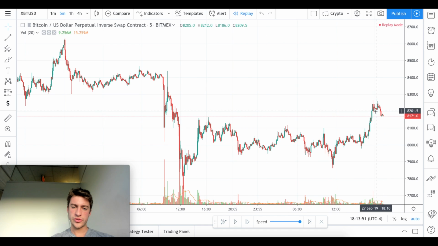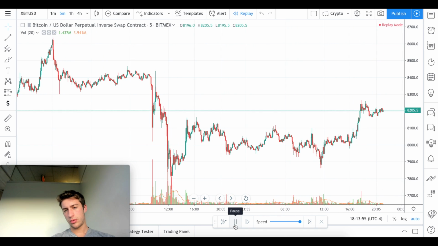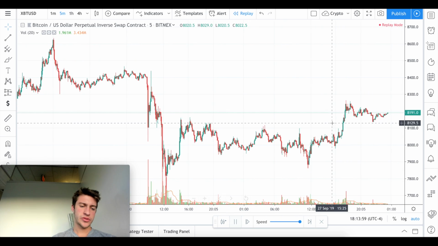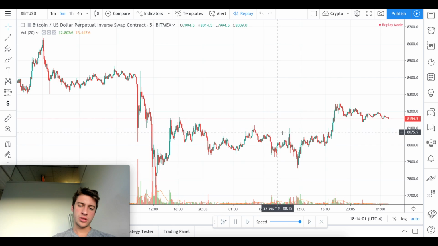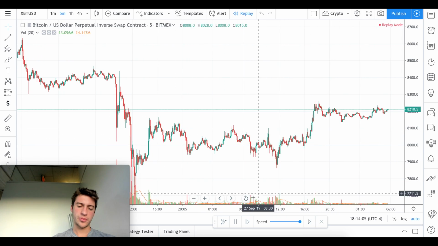Yep, and there's the stop loss hunt above 8,200. Yep, and price falls. That makes sense. We see slowly downsloping highs, and we see a stop loss hunt above 8,200.